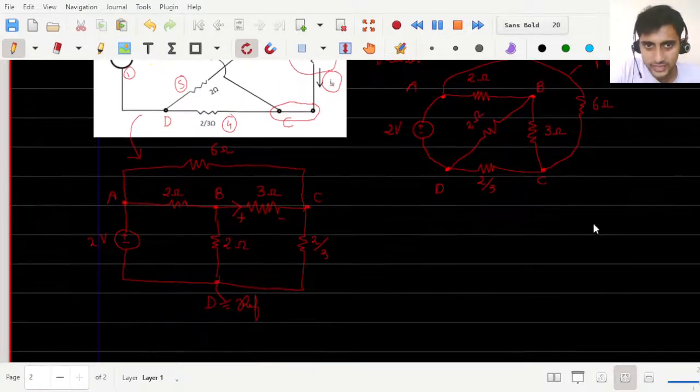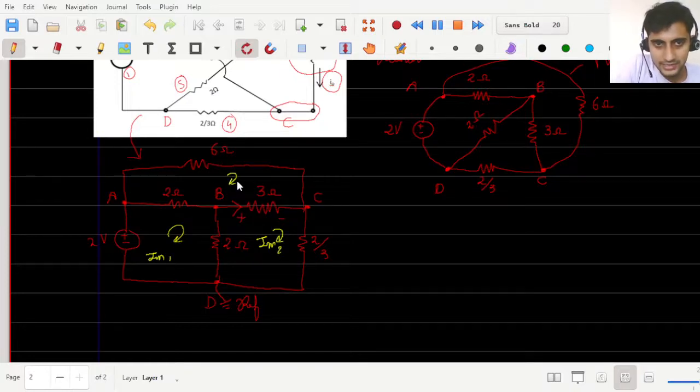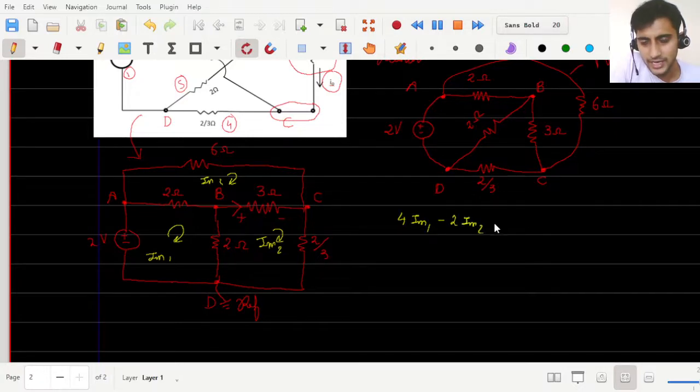And we can apply our favorite technique, the mesh analysis, to solve this circuit. Let me call this as mesh 1, IM1, this as mesh 2, IM2, and this as mesh 3, IM3, and this is a voltage source, so we can safely apply mesh analysis. Although one problem was that it was not a planar circuit, we have now converted it into a planar circuit. So I can now write 4 times Im1 minus 2 times Im2 minus 2 times Im3 equals 2 volts. That's how we write for mesh 1.